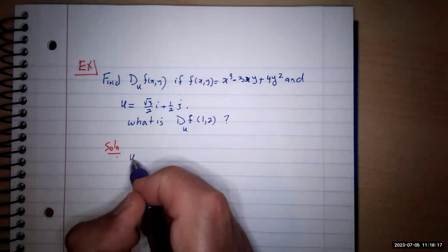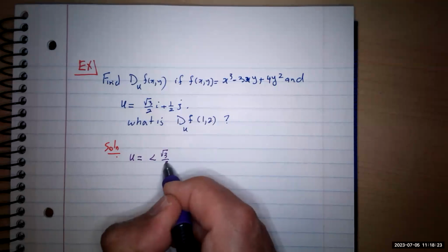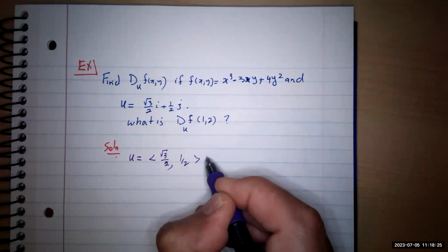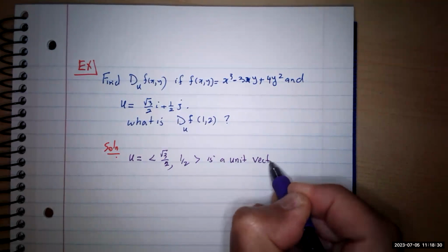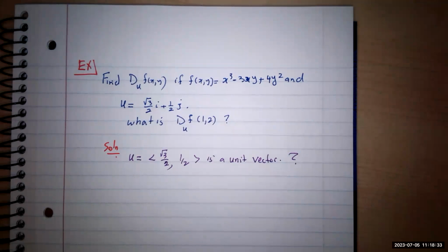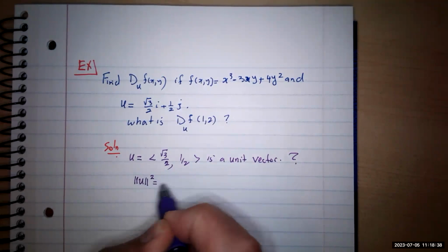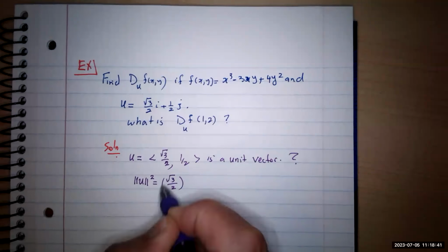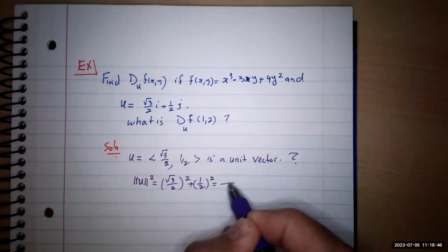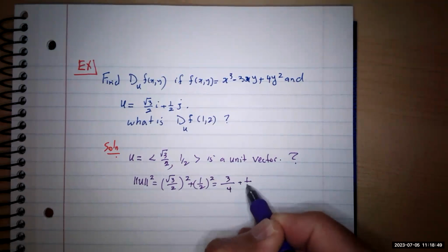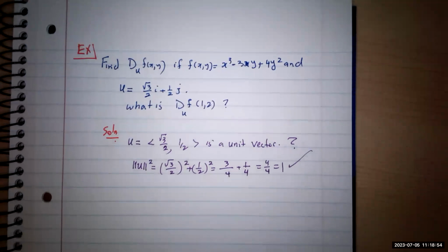First thing to do is, u is given to you. It's going to be radical 3/2 and 1/2, a unit vector. That's a claim. Okay, you check it for yourself quickly. Make sure it's all right. You know that norm u squared is going to be radical 3/2 squared plus 1/2 squared. So radical 3/2 squared would be 3/4, and that would be 1/4. So you get 4/4, which is 1. So that's fine. It is the unit vector.